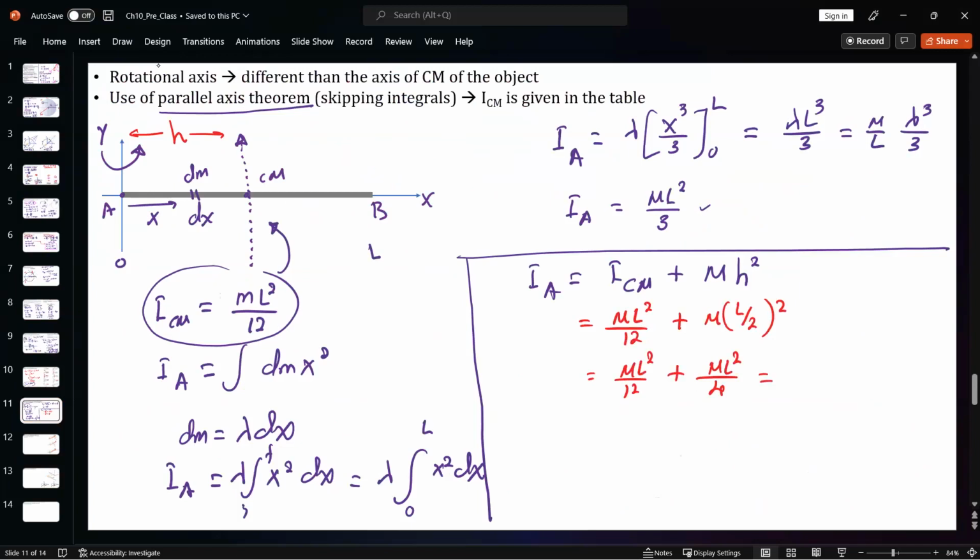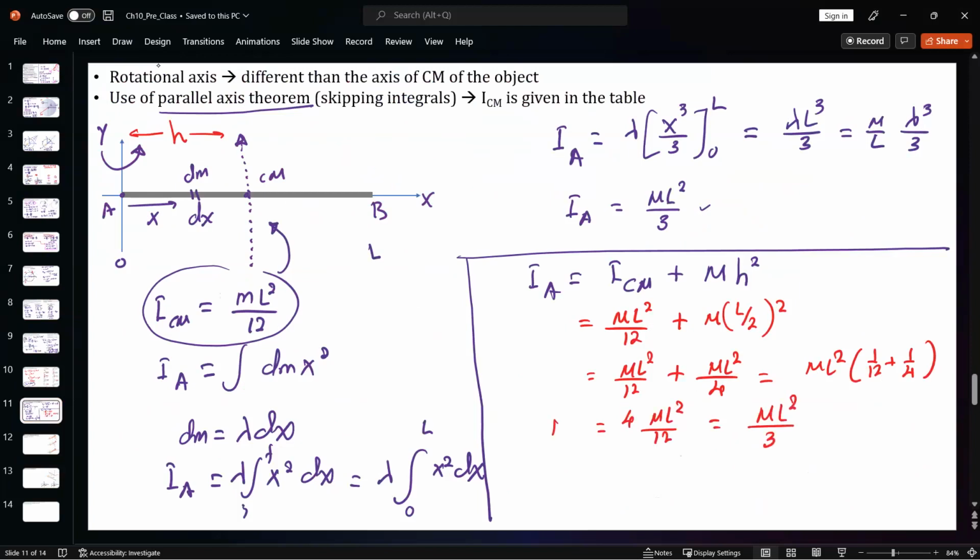Let's simplify a little bit further. mL square you can take out. This is going to be 1 over 12 plus 1 over 4. You can take the common denominator 12. This is going to be then 3 plus 1 is 4, mL square divided by 12. You simplify one step further, you will end up with mL square divided by 3.